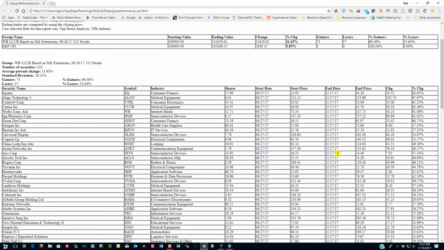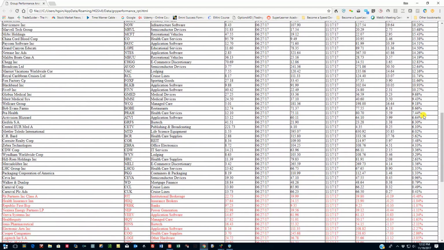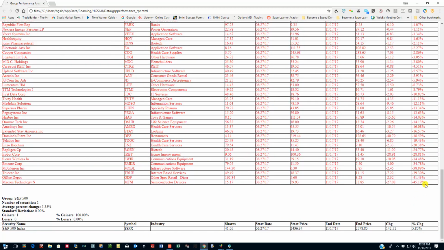Now, there are some big winners in here. You can see that Square is up 84.62%, Align 67.97%, Control4 Corp is up 65.23%, and on down the list. Now, we also have some big losers in here, and this is why we never take trades without risk control or putting a stop in. I always put hard stops in.